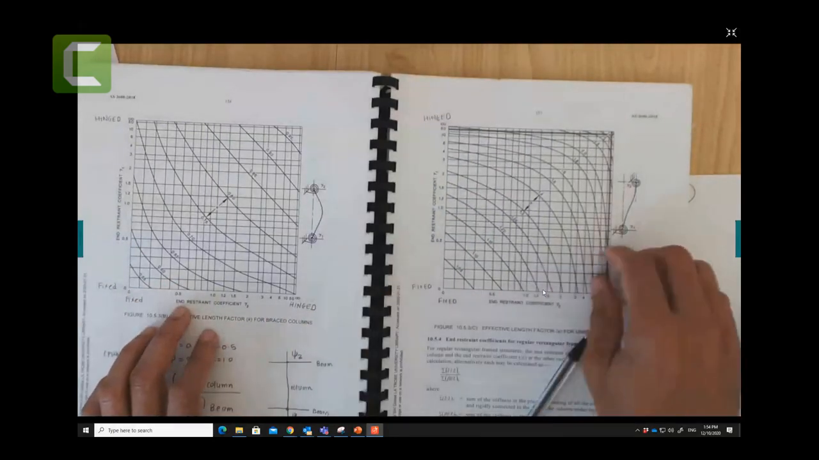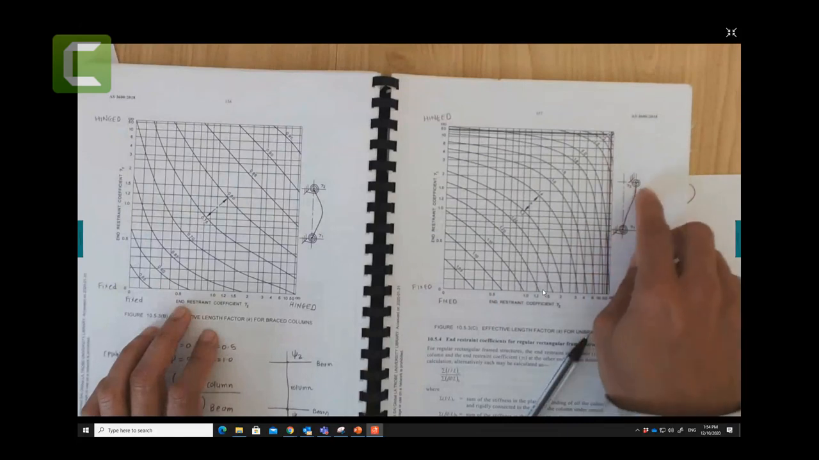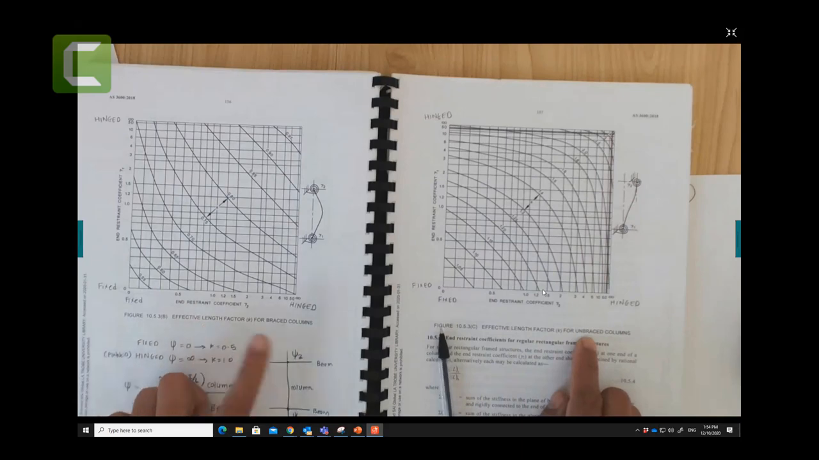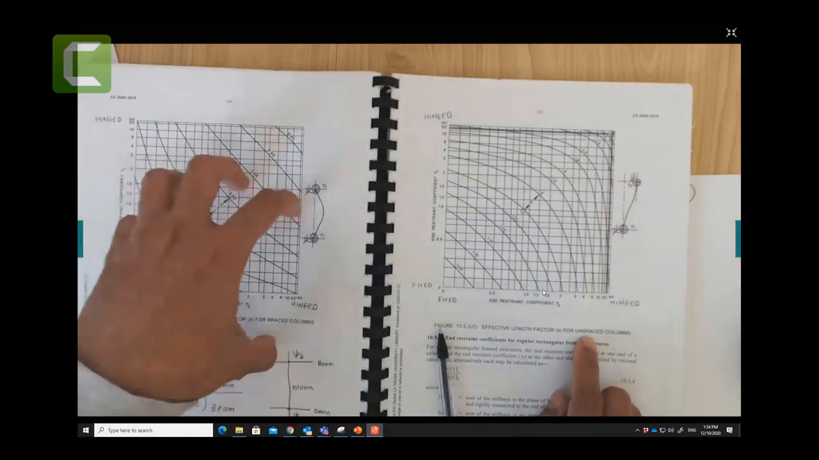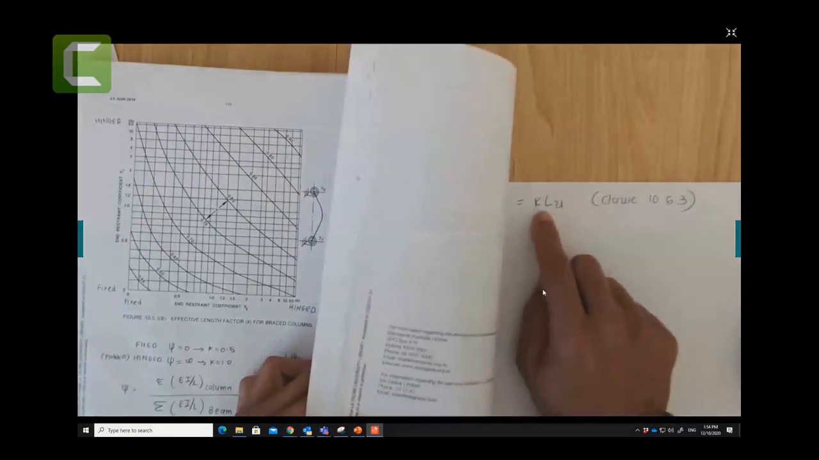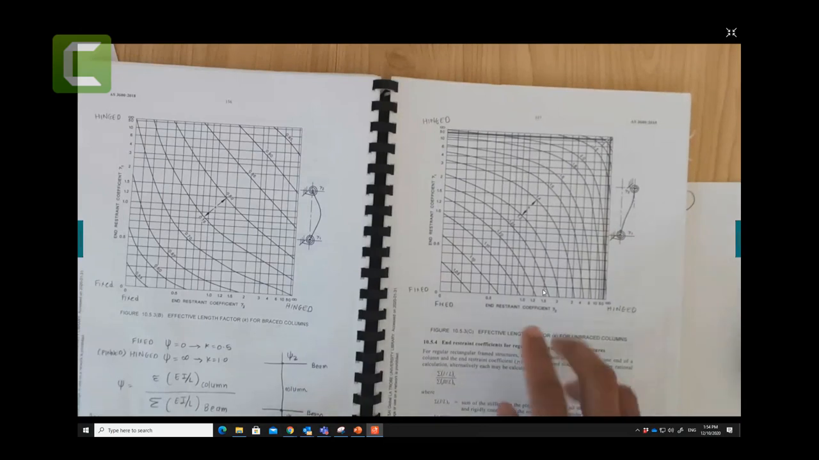Now, we're going to use the graphs on the next page, given for when you don't know your boundary conditions, like you don't know what is happening at each end, and whether it is unbraced or braced. If it is a braced column, you should use this graph to get the K value, because you need to find that K value, right? That K value we call the effective length factor. The name of that K is the effective length factor.